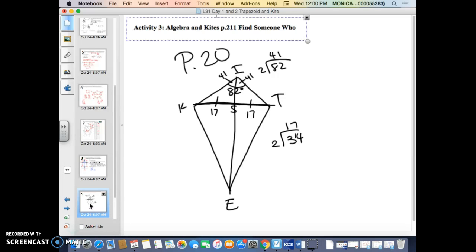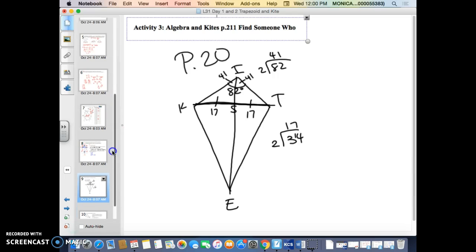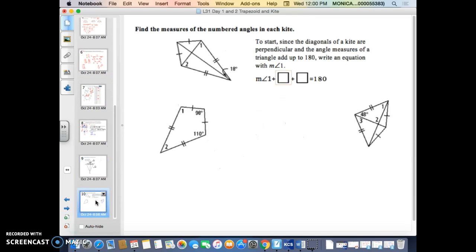So you should be able to finish page 20. Please note that the answers are down there in the corner. All right. And then when you're done with page 20, there are 3 more sample problems that you can work out, and this is back on page 14 to answer questions about the kite.